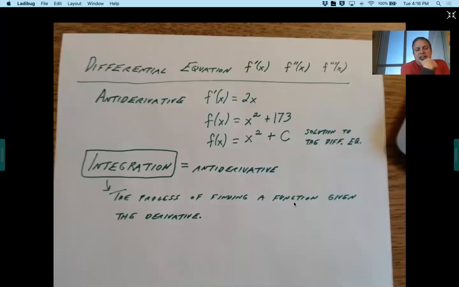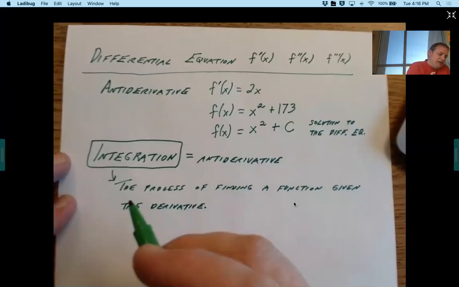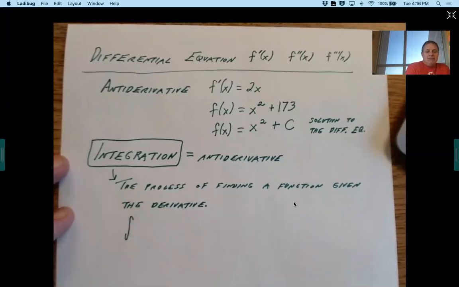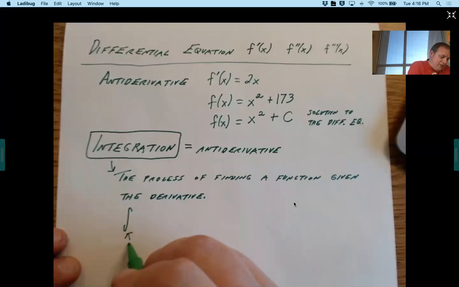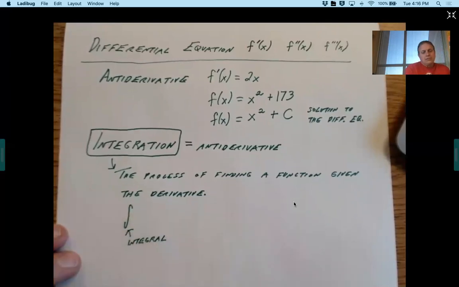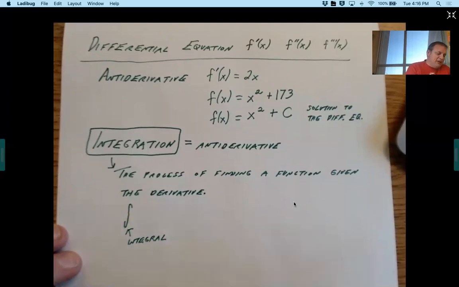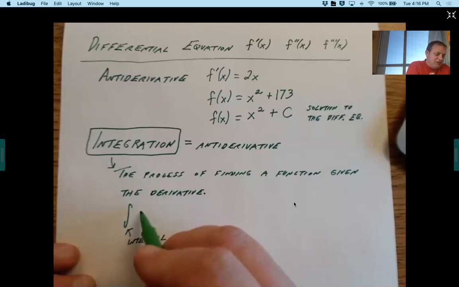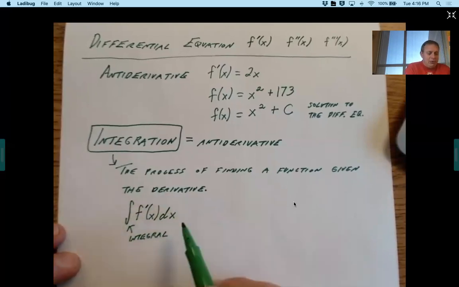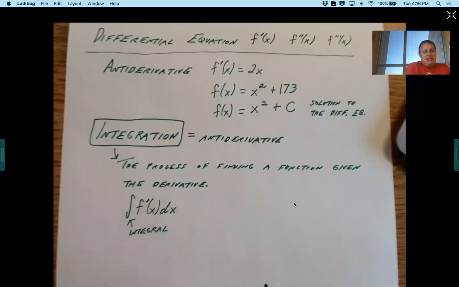Now, surely there's some meaning to integration. Well, there is. But let me share with you the symbolism that we use. We use this symbol for integration, and it looks like this. It's a very compressed S. And we call this the integral. And what's inside of here could be a function. Let's say we've got a derivative inside here. And we put this dx with it. Now, dx tells us that it's with respect to x. We're integrating with respect to x, or with respect to y, or whatever the variable happens to be.